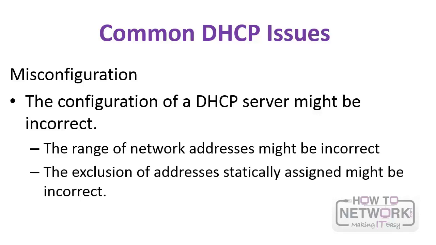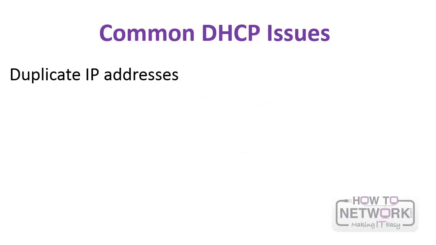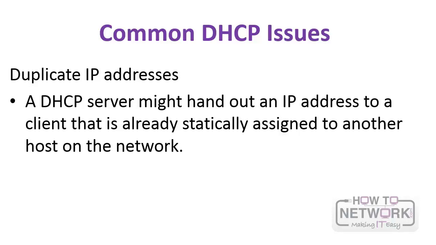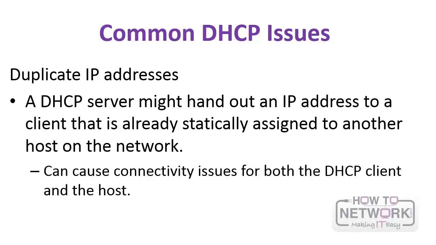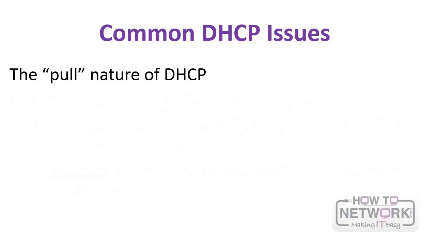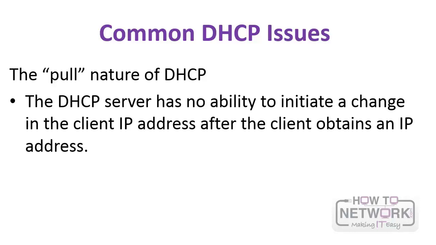Therefore, some addresses might already be assigned on the network, and if you're allocating them in DHCP, that's going to cause issues. Duplicate IP addresses, and that's one of the issues right there. A DHCP server might hand out an IP address to another client that is already statically assigned to another host on the network. So this obviously is going to cause connectivity issues for both of the clients. And then by the very nature of DHCP, which is more passive, or the pull nature of DHCP, the server has no ability to initiate a change in the client IP address after the client obtains that IP address.